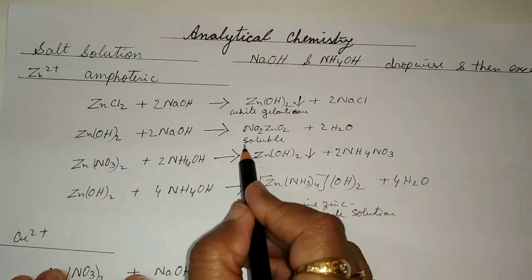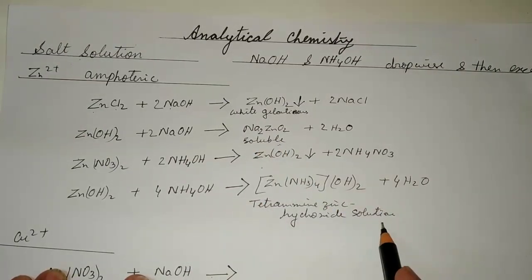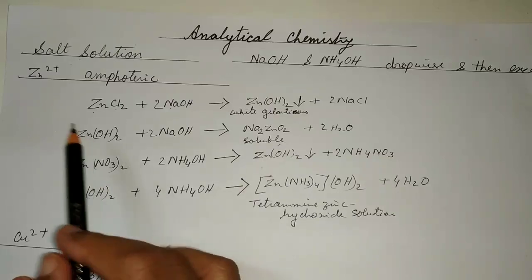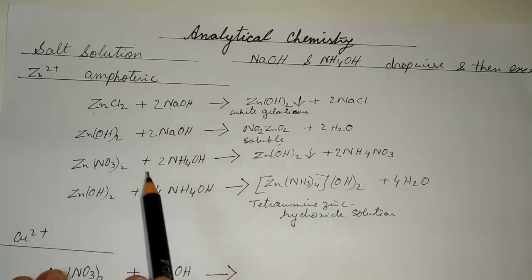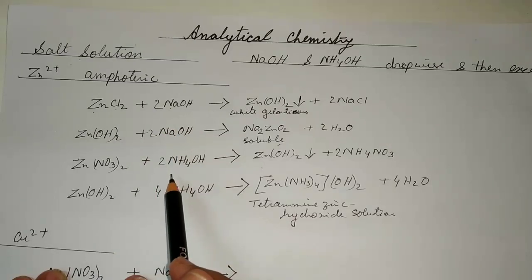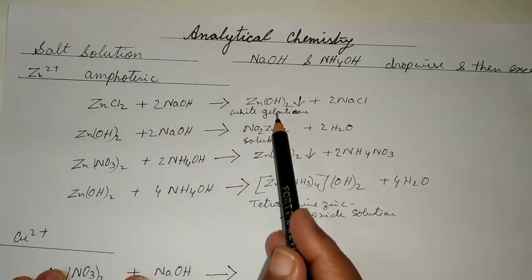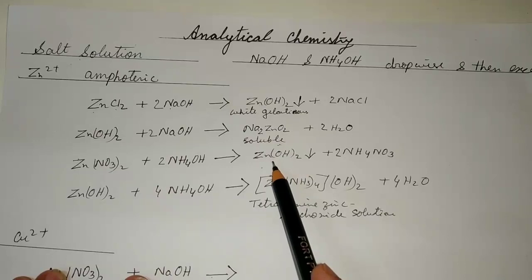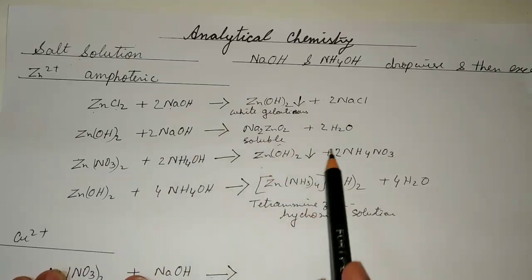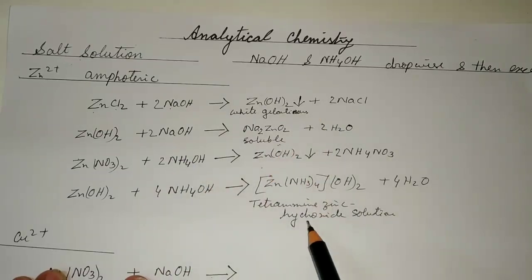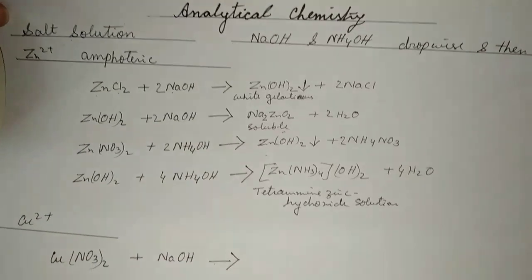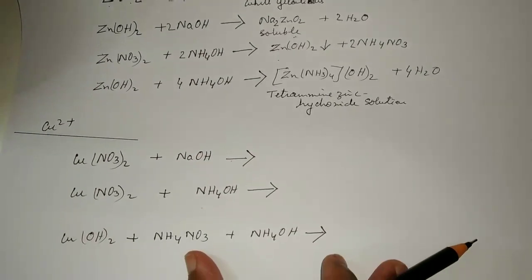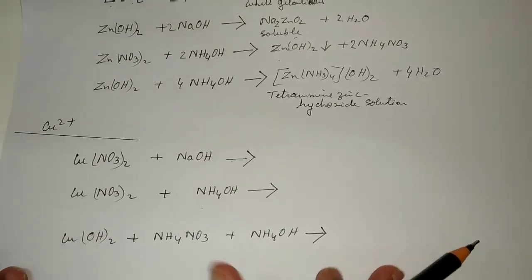So soluble, that means zinc salt with sodium hydroxide and ammonium hydroxide in drops will give you white gelatinous precipitate, and in excess will give you dissolved precipitate. The next salt, that is copper.